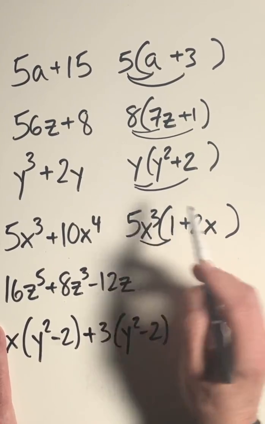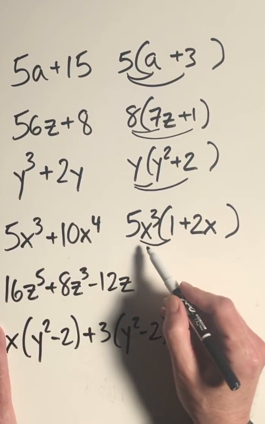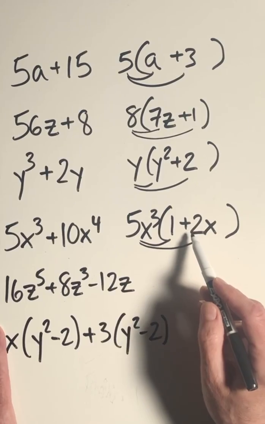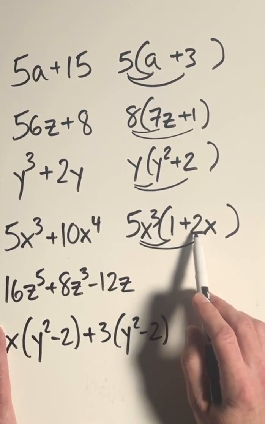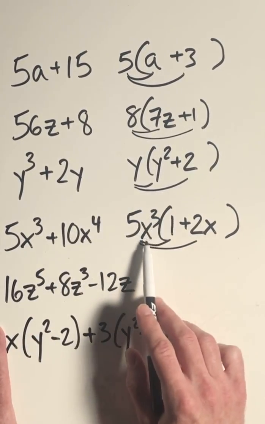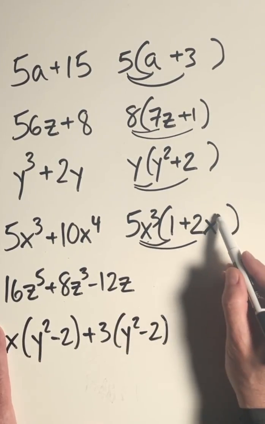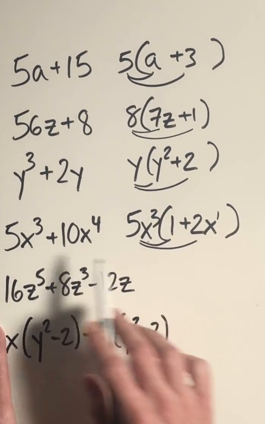5x to the third times 1 is 5x to the third. 5x to the third times positive 2x, well, 5 times positive 2 is positive 10. And x to the third times x to the first is x to the fourth, so I know that I'm correct.